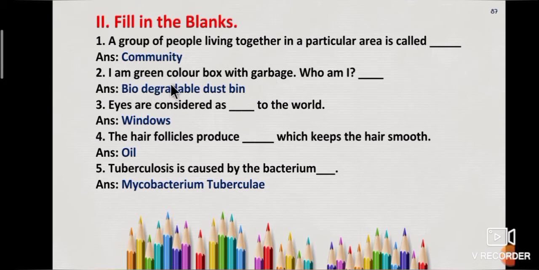Second one, I am a green color box with garbage. Who am I? Answer is biodegradable dustbin. I am a green color box with garbage. My name is biodegradable dustbin.